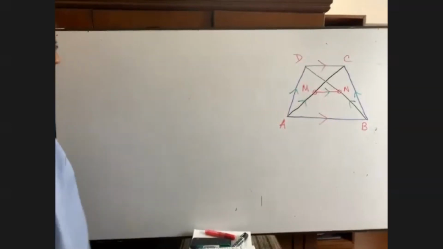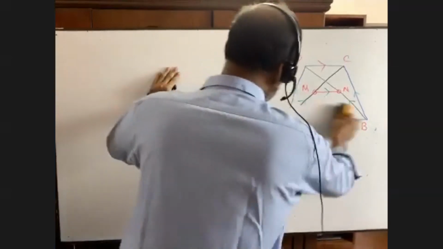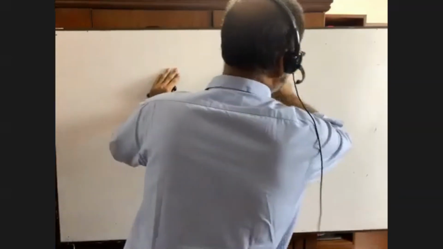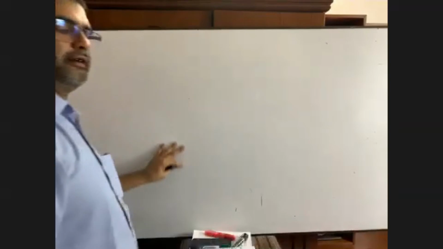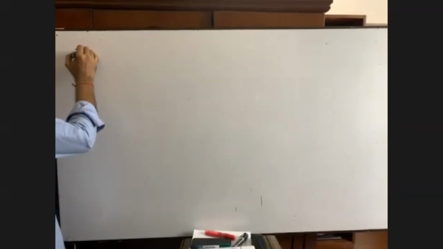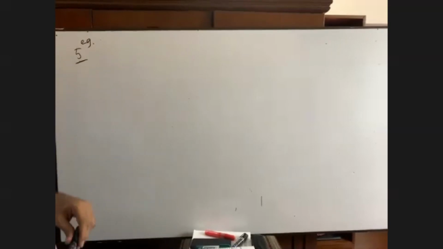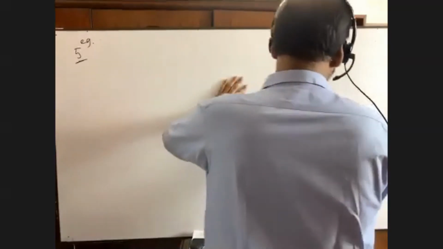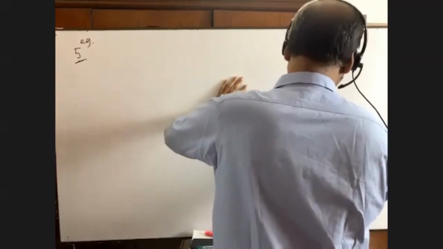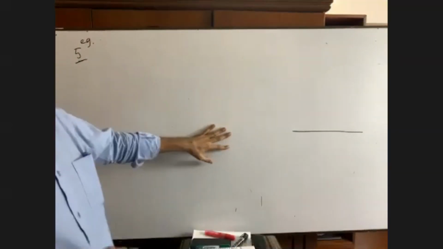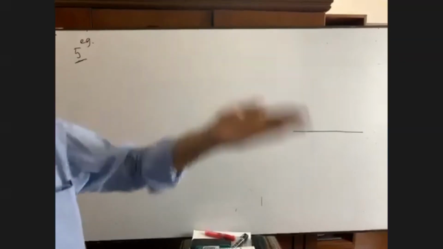Go to example 5. Though it is done in the example, I will try my level best to make this math easier in some different ways. Example 5 of the book. You read the question. In the question, it is given any quadrilateral without any measurement. I am going to take a quadrilateral without any measurement.